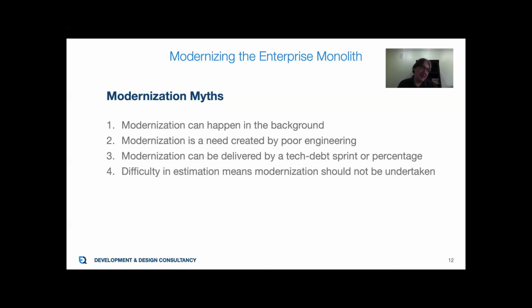Difficulty in estimation means modernization should not be undertaken. This is one of our biggest take-homes. Rewriting a project from scratch is the ultimate fate if it is never modernized. That is riskier than any modernization project I've ever encountered.